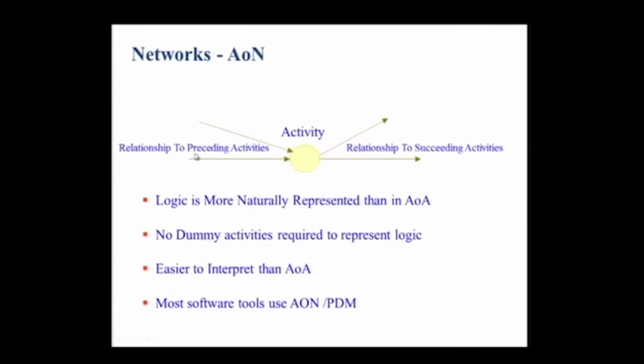So basically what you have here is the activity in the node, and the relationships are represented by arrows, okay. If an arrow goes from a node to another node, it means there is a succeeding activity, otherwise it is a preceding activity, okay. Now here I have made some statements: no dummy activities are required, it is easier to interpret, and most software tools use AON than PDM. The last statement is true, and that is one reason for the real usage of AON growing a lot, but I want you to see if you can validate the other two, especially whether the logic is more naturally represented, okay. So let us take the same problem and you try to do an AON now.